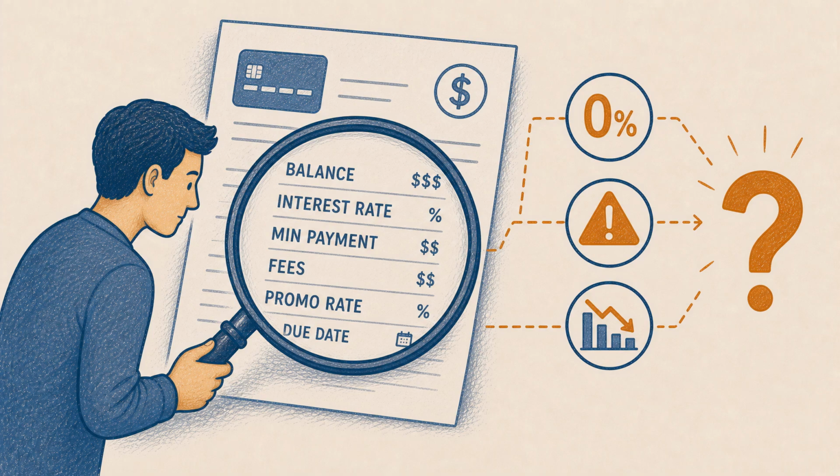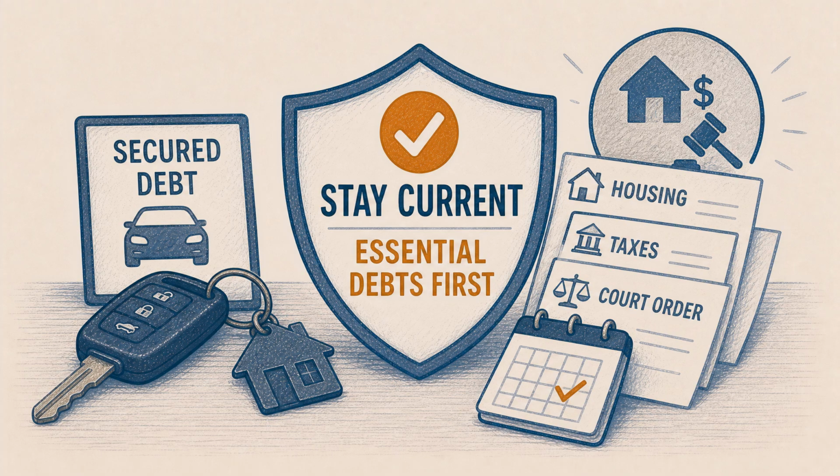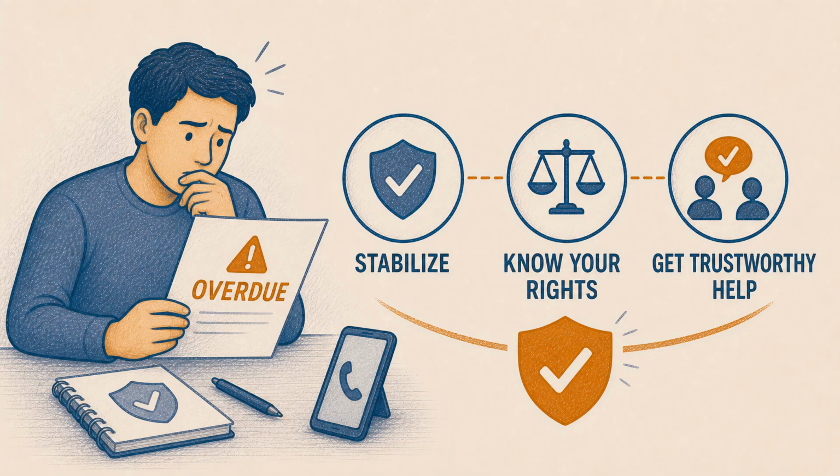Before choosing an order, check the details. Look at balances, interest rates, minimum payments, fees, promotional rates, and due dates. A zero-interest promotion, a late fee, or a penalty rate can change what your smartest next move looks like. Some debts are tied to an asset, such as a car loan. Falling behind can create consequences beyond interest charges. Payoff strategies should never distract from staying current on essential secured debts, housing costs, taxes, or court-ordered obligations. If an account is in collections, seriously overdue, or creating legal pressure, the simple Avalanche versus Snowball choice may not be enough. In those cases, the first priority may be stabilizing the situation, understanding your rights, and getting trustworthy help.